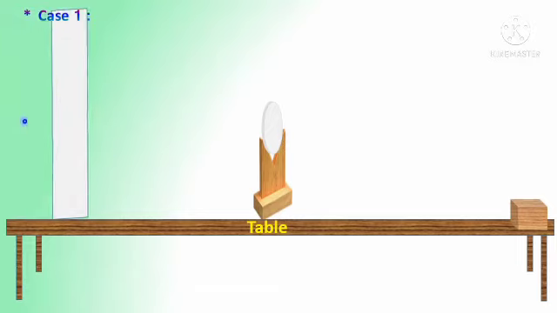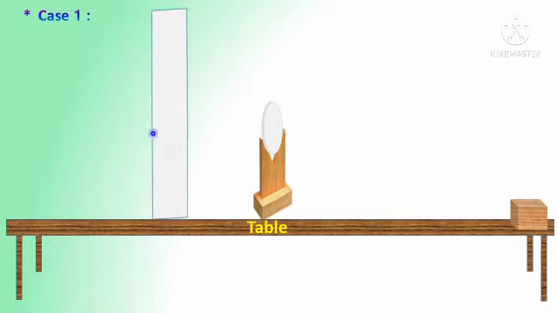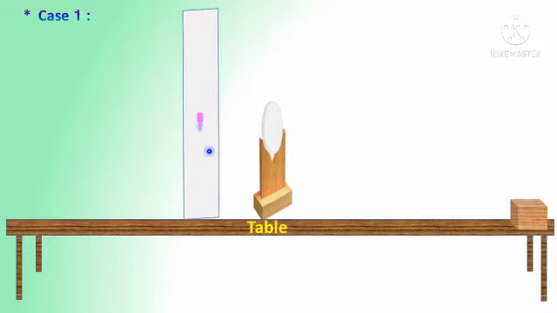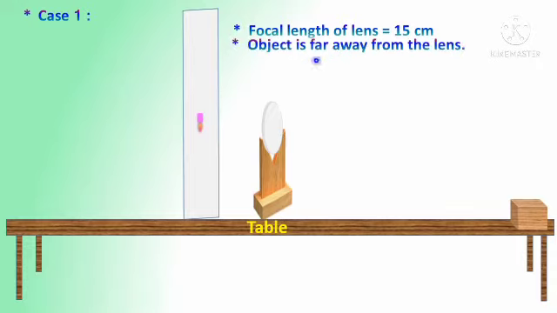Here, the paper screen shows the image. That is like a screen. Here we take the focal length of the lens as 15 centimeters. Already we know the focal length of the lens we take. Object is far away from the lens. Image is formed at the focal point.